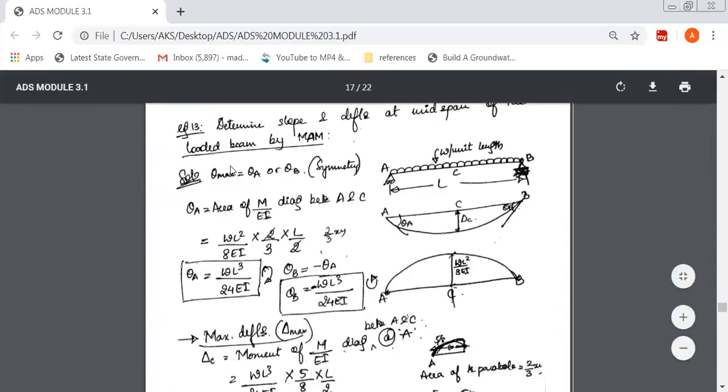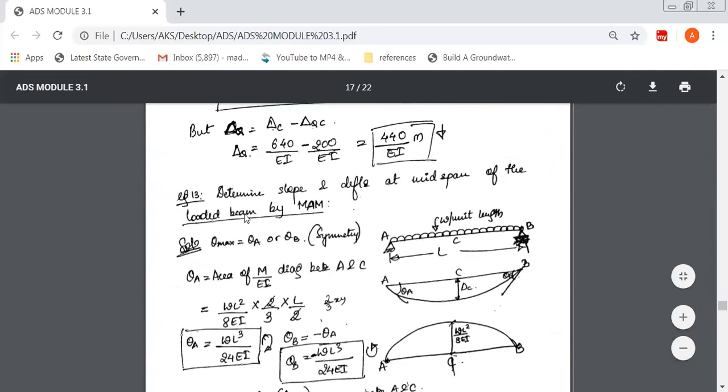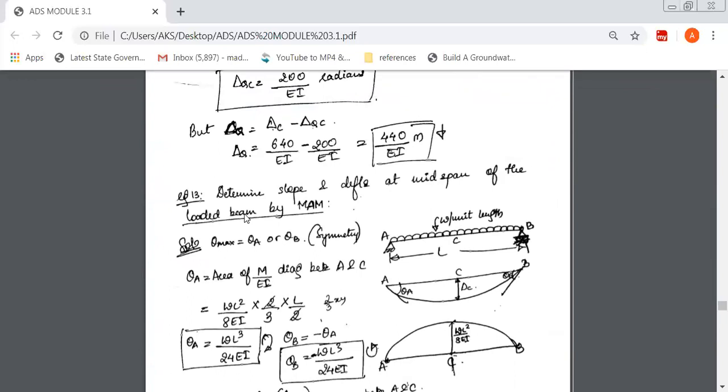Okay, now check this out. Again, same thing. Here they asked, determine slope and deflection at the midspan of the loaded beam by moment area method. So again, it is a simply supported beam with the UDL, and exactly at the center there is C, which is half of the distance. It is L by 2 and L by 2. This is the UDL w per unit length.